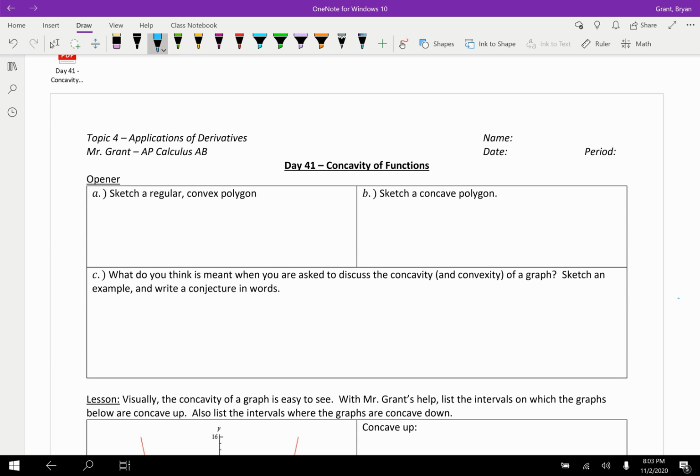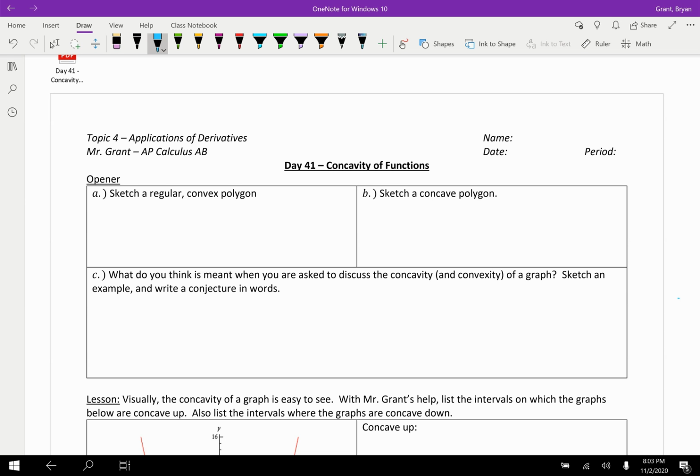Hello, and welcome back to our topic 4 applications of derivatives, continuing our journey throughout AP Calculus AB. At this point in time, you should be pretty comfortable with the first derivative. And so today we're going to move on to further derivatives and discuss what they measure about a graph, how they relate to the first derivative, all that fun stuff.